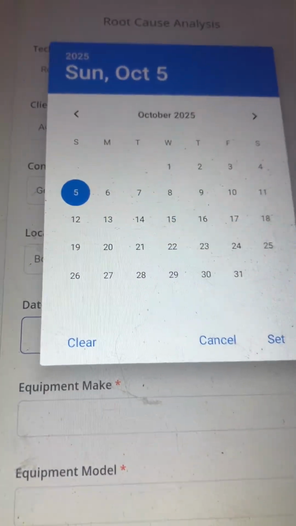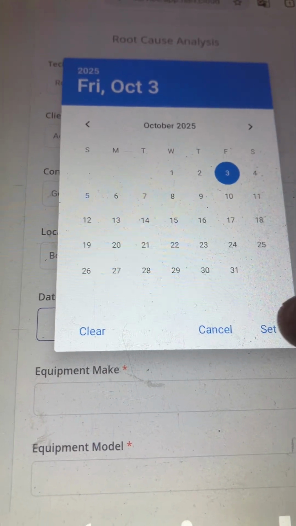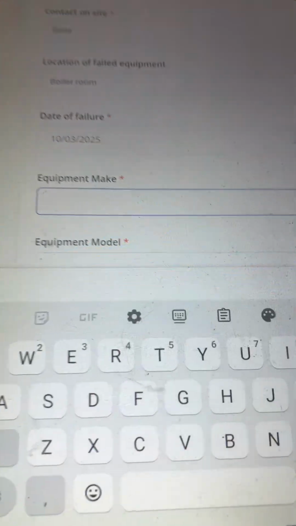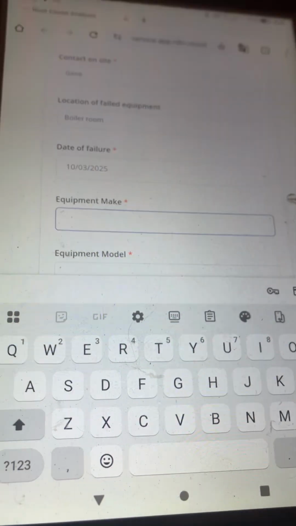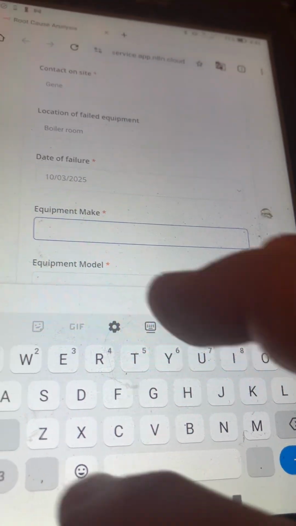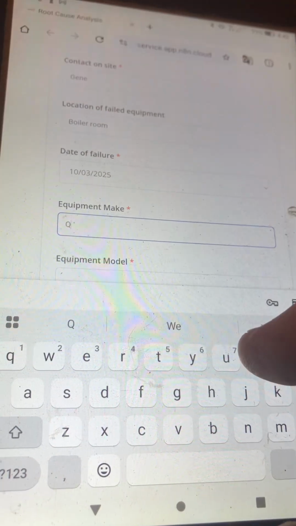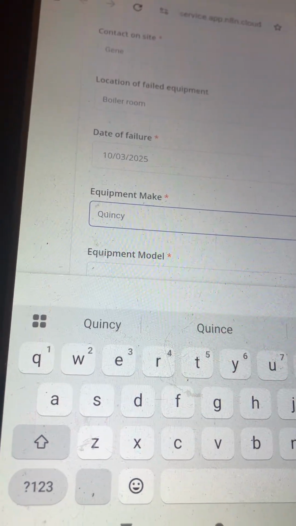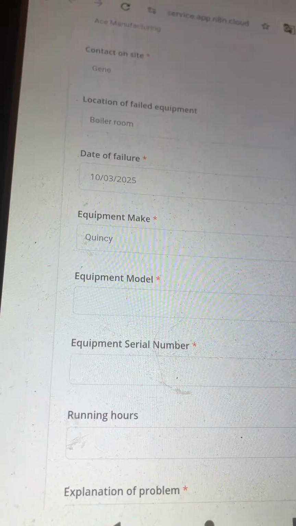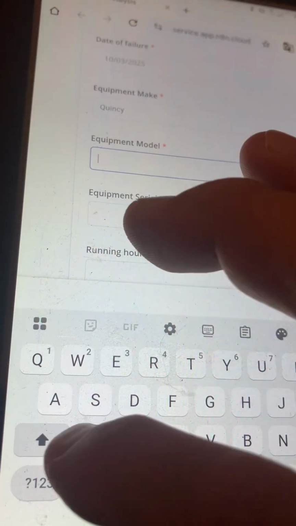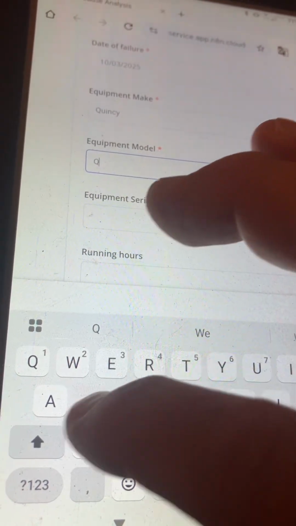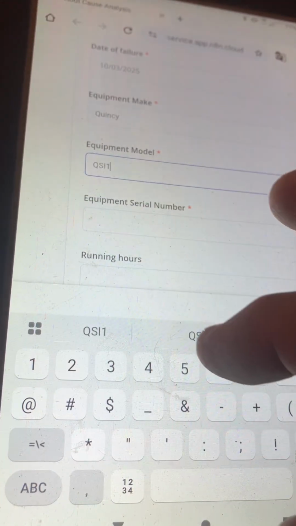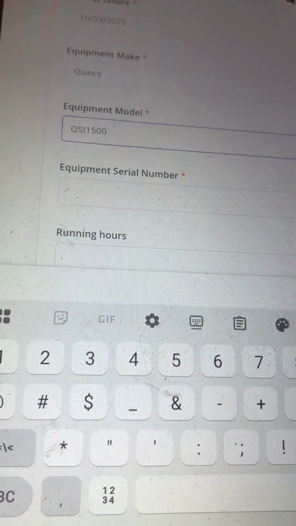Date of failure, let's just pick Friday. So equipment make, not going to be a Solaire because they never fail. Let's pick on Quincy today. Let's say we have a Quincy QSI 1500. It's a big dog.